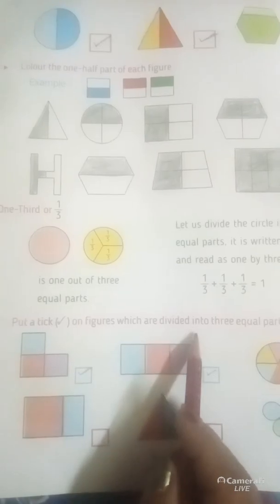Our next question is: put a tick on the figures which are divided into 3 equal parts. Okay, where we have 3 equal parts, we will put a tick. So number 1 we will put a tick, number 2 we will put a tick, and number 6 we will put a tick, because here we have 3 equal parts, 1 2 3, 1 2 3 and 1 2 3. Okay.